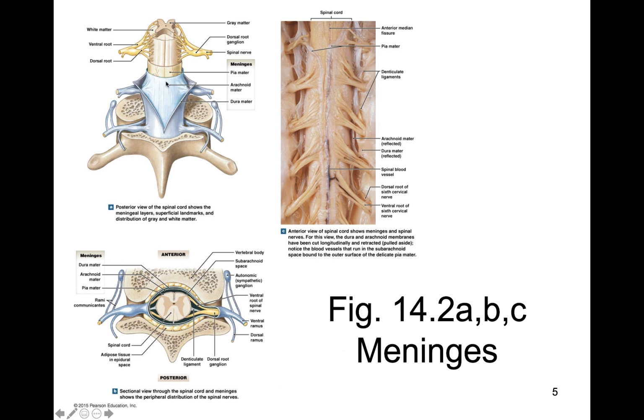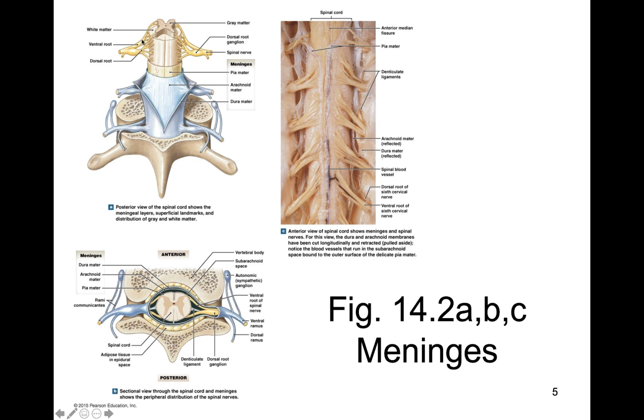So this is the posterior view of the spinal cord. It's showing the meningeal layers: pia mater, arachnoid, and dura mater. Under the arachnoid is the subarachnoid space with the cerebrospinal fluid. It's also showing you the distribution of the gray matter and white matter. So you have this H-shaped gray matter, and then you have the white matter around it.